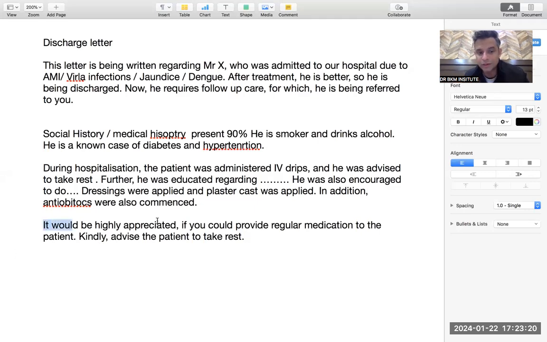So first line you always start this way. Second line you will say, kindly advise the patient to take rest. Then passive voice. Now you want to take marks of grammar. Now you are telling the nurse that you should educate the patient. So how do you say it in the passive voice? The patient should be educated. So that's the grammar. Should be plus third form. The patient needs to be educated regarding diabetic diet and medications.